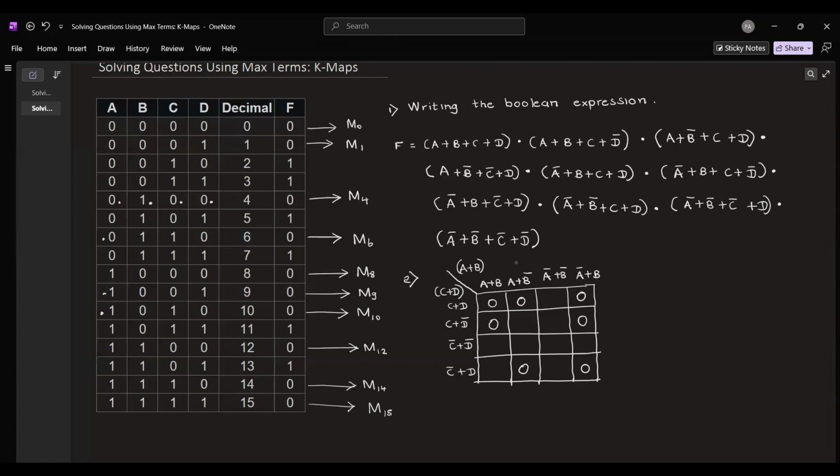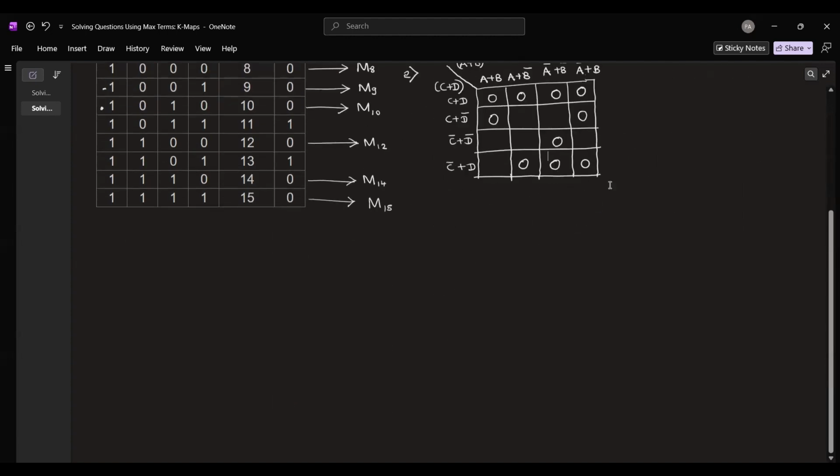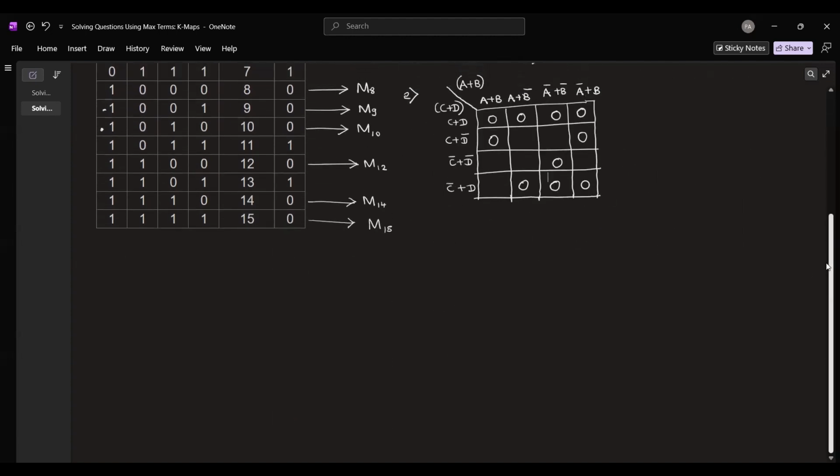Then we have A bar plus B bar and C plus D. So it comes here. Then we have A bar plus B bar plus C bar plus D. So we put the 0 here. And finally A bar plus B bar, C bar plus D bar. So we put the 0 here. That's it. That's all about the denoting part, the noting down part or marking the K-map part.